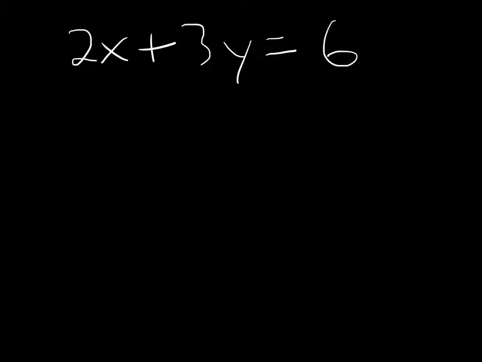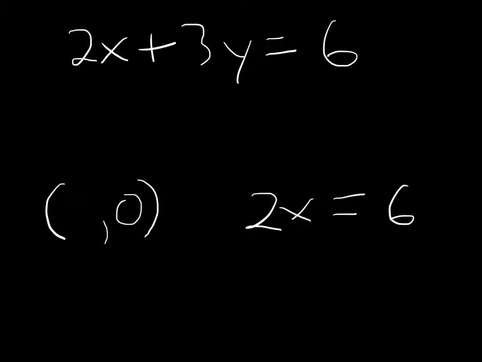But if we want to find the x-intercept, well, the quickest way to find an x-intercept is to remember that y has to be 0 for the x-intercept. Well, if y is equal to 0, 0 times 3 is 0, and we end up with 2x equals 6. Well, I'm pretty sure that's going to mean x equals 3. We divide both sides by 2, and that's what we get.